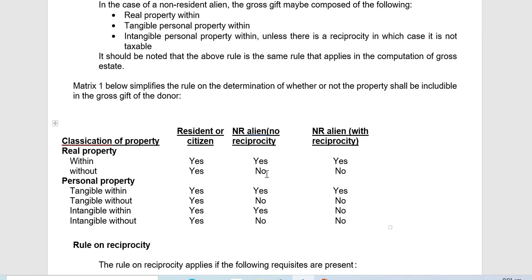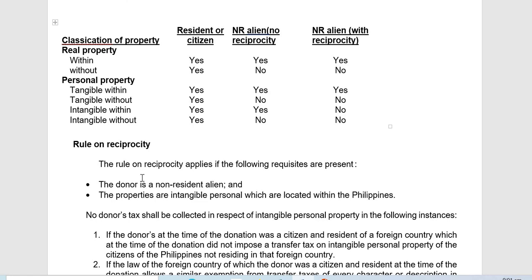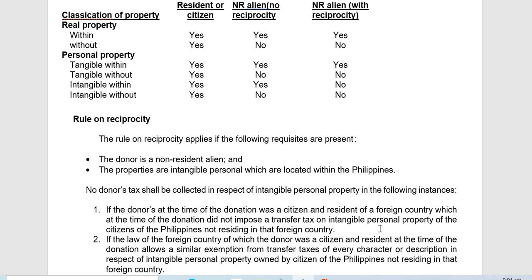Familiarize lang itong rule for determination of whether the property shall be included in the gross gift of the donor. So, the rule on reciprocity applies if the following requisites are present. Ang reciprocity rule, applicable lang sa non-resident alien. And the properties are intangible personal which are located within the Philippines. So, intangible personal property within. So, no donor's tax shall be collected in respect of intangible property in the following instances.